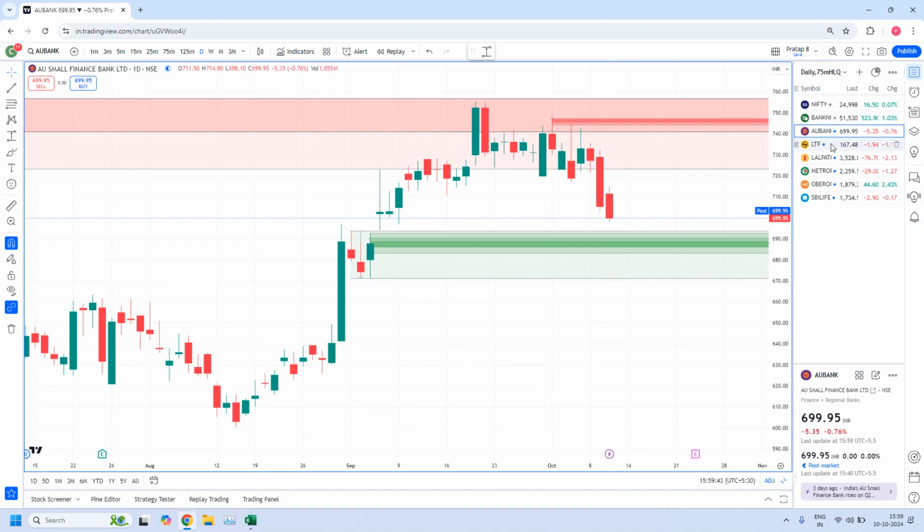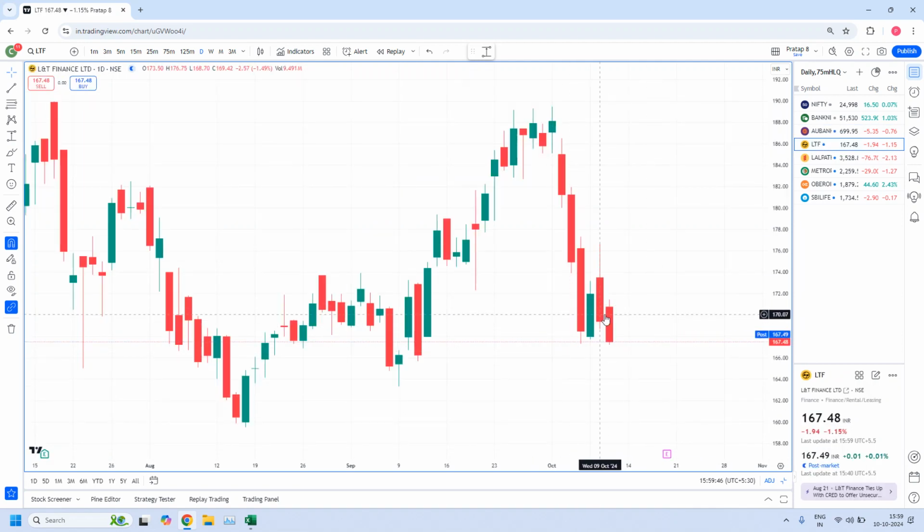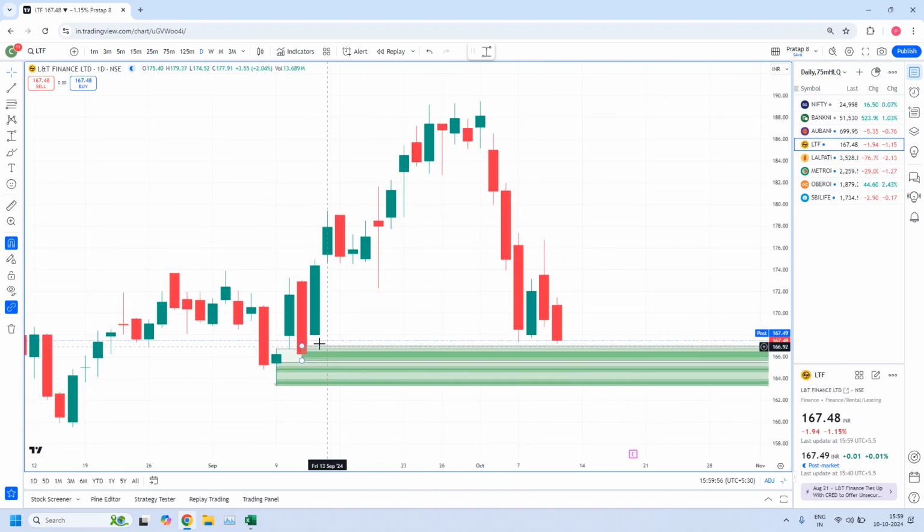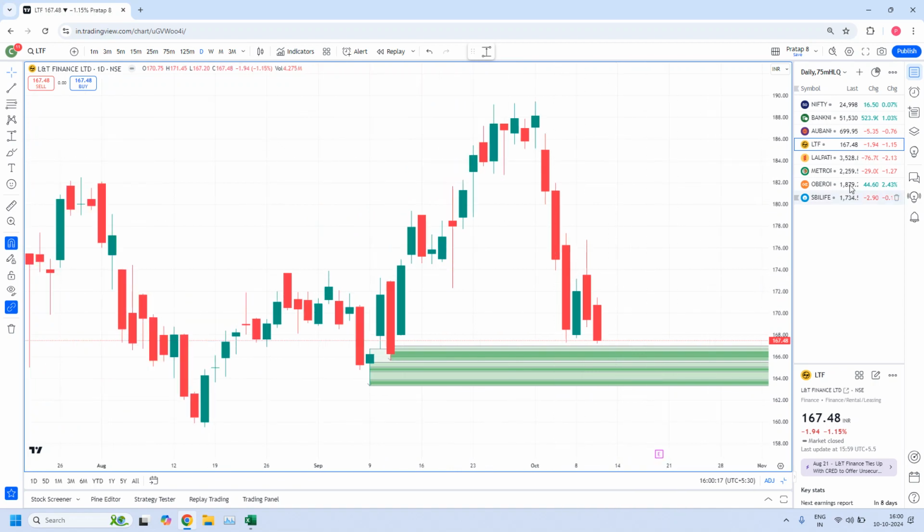Next one is LTF, L&T Finance. This is again a drop base rally. I analyzed this zone a few days back and fine-tuned these zones. If I am not wrong, we might have discussed it on 7th October. Please refer to that video. But today prices didn't enter into that fine-tuned area.